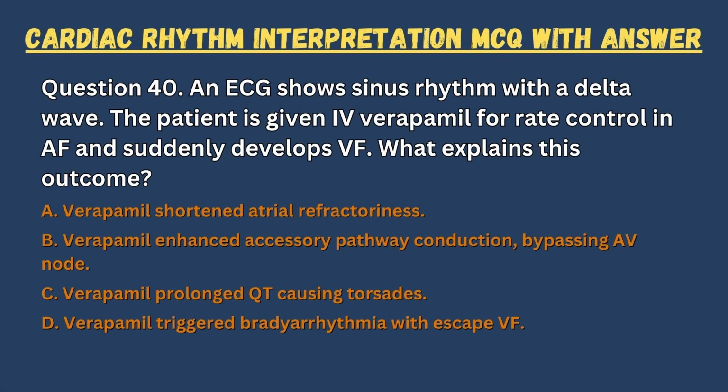Question 40. An ECG shows sinus rhythm with a delta wave. The patient is given IV verapamil for rate control in AF and suddenly develops VF. What explains this outcome? A. Verapamil shortened atrial refractoriness. B. Verapamil enhanced accessory pathway conduction bypassing AV node. C. Verapamil prolonged QT causing torsades. D. Verapamil triggered bradyarrhythmia with escape VF.